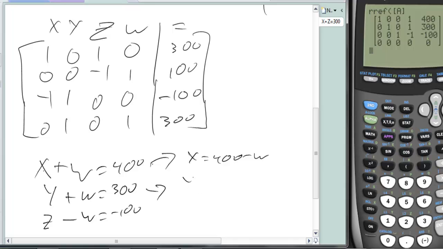So the first equation here would just become x equals 400 minus w. The next equation would be y equals 300 minus w. That's the worst w ever. Try again. There we go. And then last but not least, z equals negative 100 plus w.